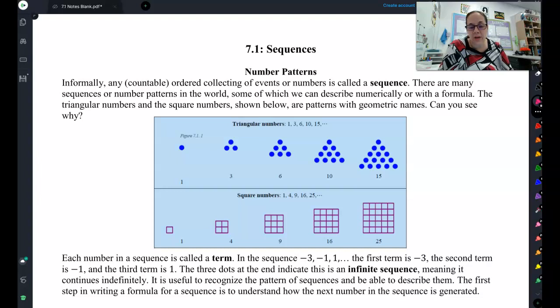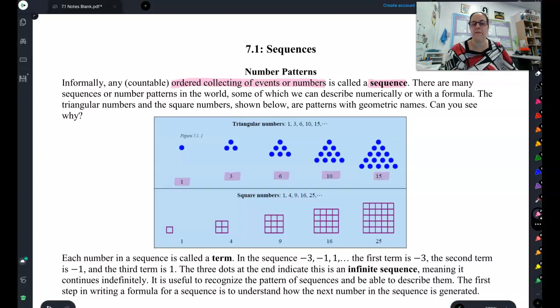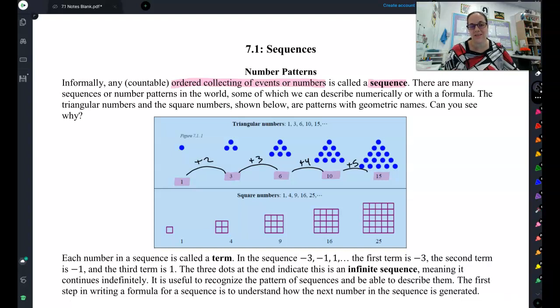So, to focus on sequences today, let's start with some basic definitions. First off, what is a sequence? A sequence is an ordered collection of events or numbers. So basically, a list of numbers that are in a specific order. Like this one, 1, 3, 6, 10, 15. That's a list of numbers and they're in a specific order that forms a pattern. You'll notice the pattern is adding 2, adding 3, adding 4, adding 5. So there's a specific pattern to this list of numbers, to this ordering of numbers.